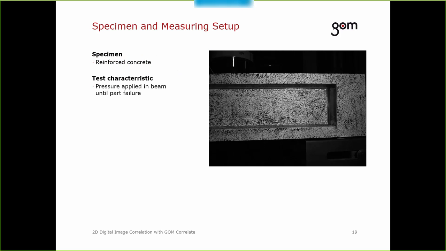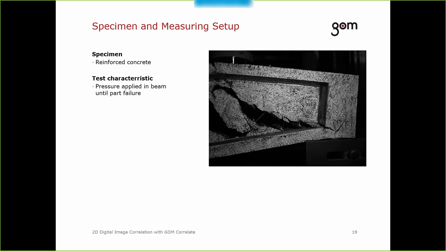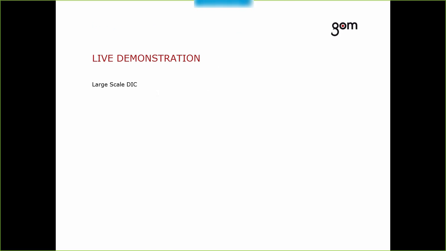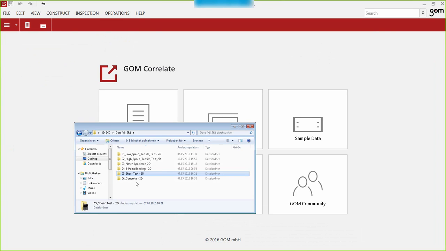Now, this reinforced concrete beam was set under pressure until it cracked and ultimately failed. You can see the stochastic pattern applied here on the specimen in this video clip. The interesting part now is not the cracks themselves, but the behavior prior to the failure. In this demo, I will show you how you can use strain checks in GOM Correlate to predict where cracks will appear, even though they're not visible to the human eye. Switching back to the software, closing my project and importing the dataset.